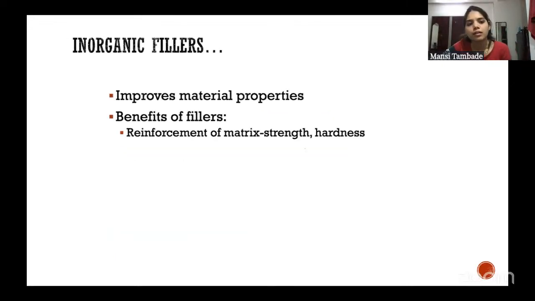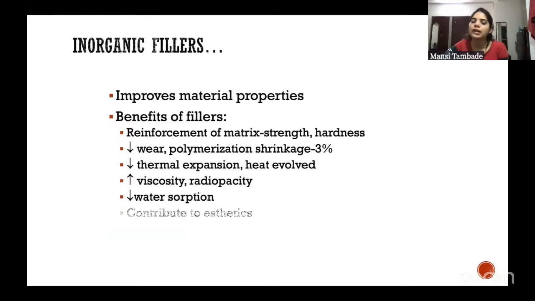Inorganic fillers improve the material properties. The benefits of the fillers are reinforcement of the matrix, strength, hardness, less wear, less polymerization shrinkage, less thermal expansion, high viscosity and radio opacity, and less water sorption. This is the part which contributes to the aesthetics.